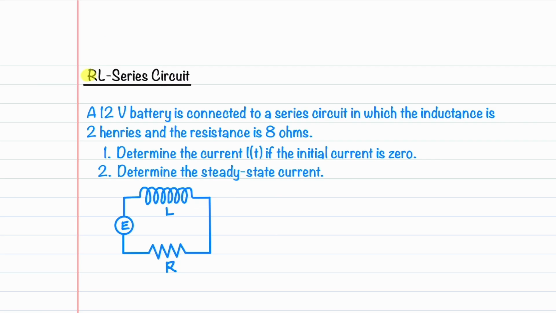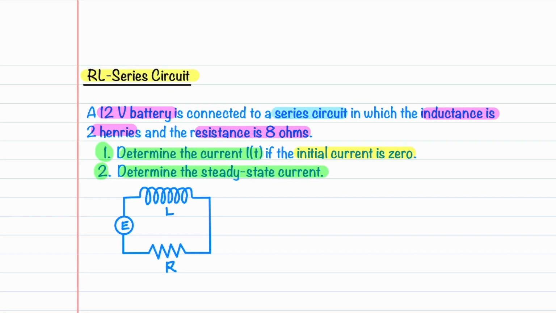We're going to look at an RL series circuit problem. In this type of problem, Kirchhoff's voltage law leads to a differential equation for the current that we're going to call I of t, and we're going to solve that equation. We're told that a 12-volt battery is connected to a series circuit in which the inductance is 2 henries and the resistance is 8 ohms. We want to determine the current I of t if the initial current is equal to 0. After we find the current, we're then going to determine what the steady state current is.